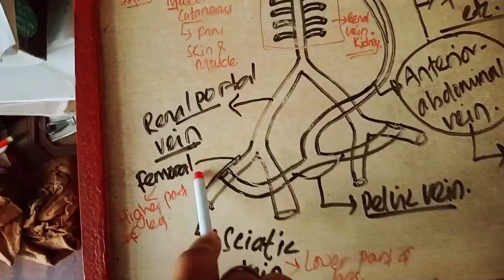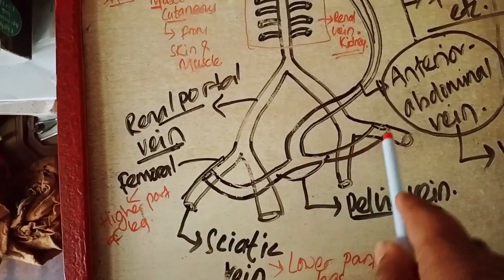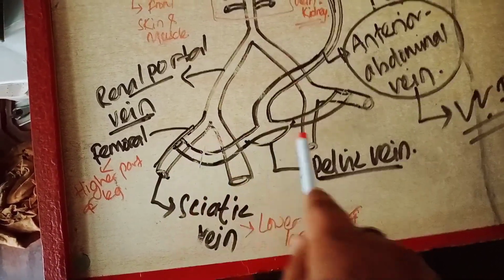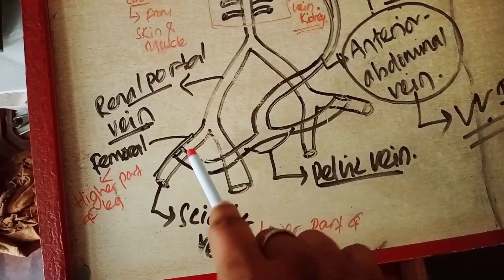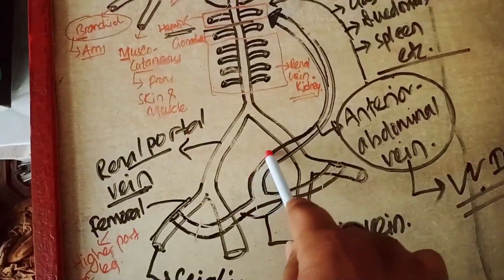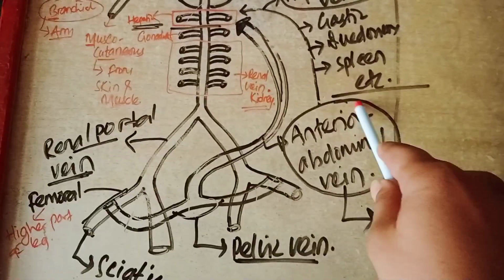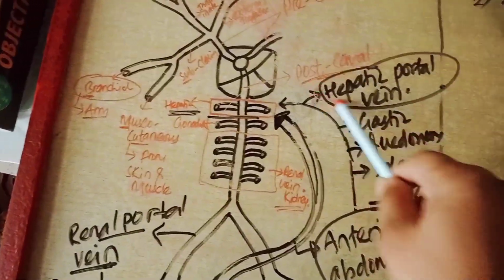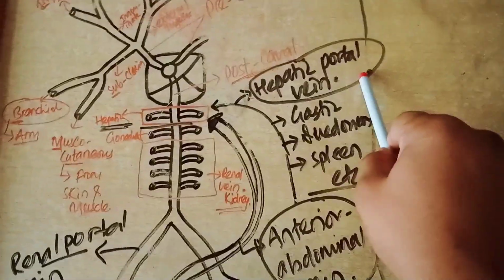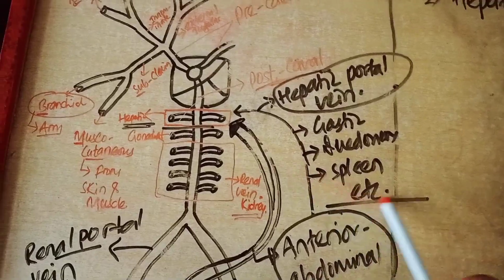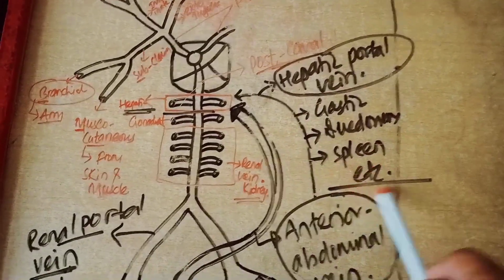And now the branches of femoral is pelvic vein. See, this is femoral, and its branches are this and this. This is called pelvic vein, and these two pelvic veins unite to form anterior abdominal vein. And this anterior abdominal vein is a very important question. Hepatic portal vein drains blood from various abdominal regions like gastric, duodenum, spleen, and so on.